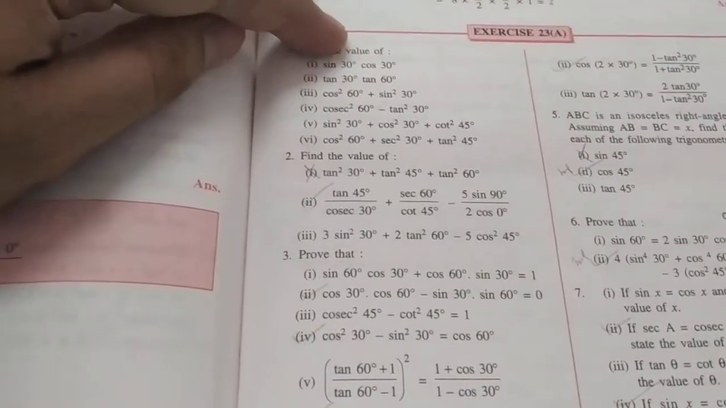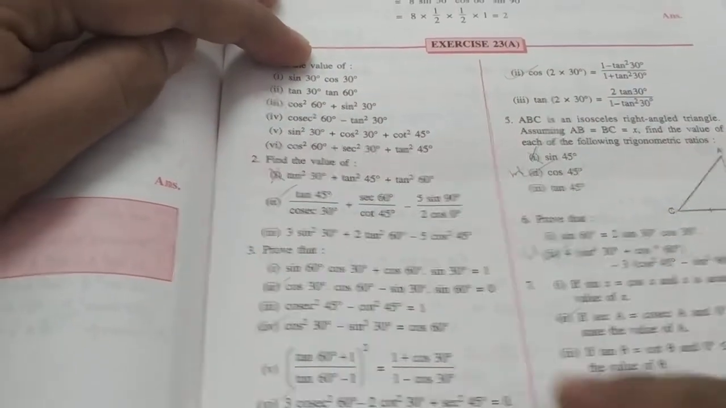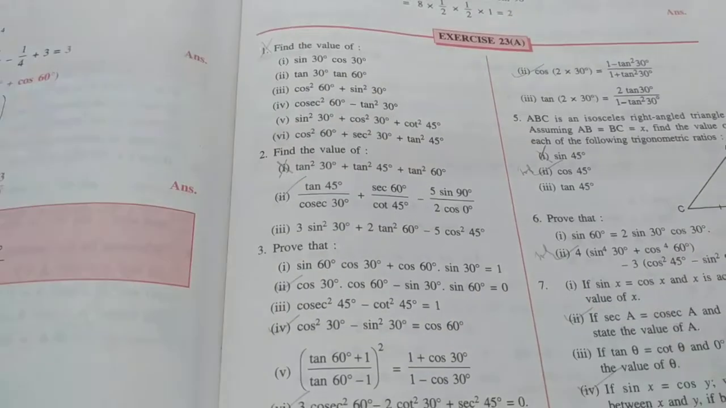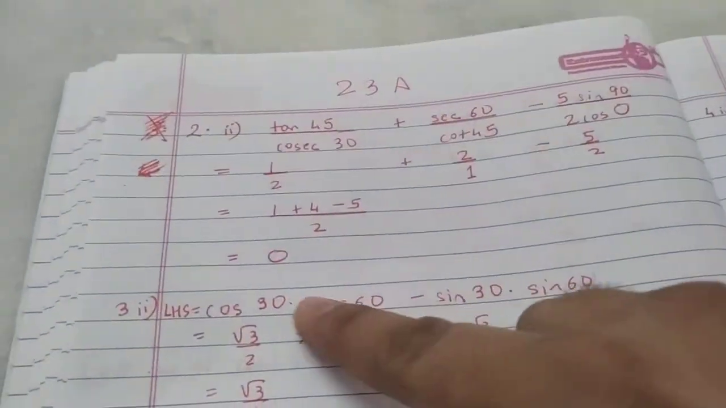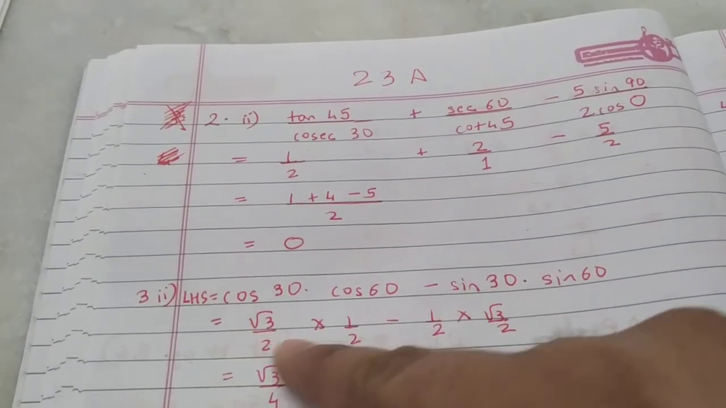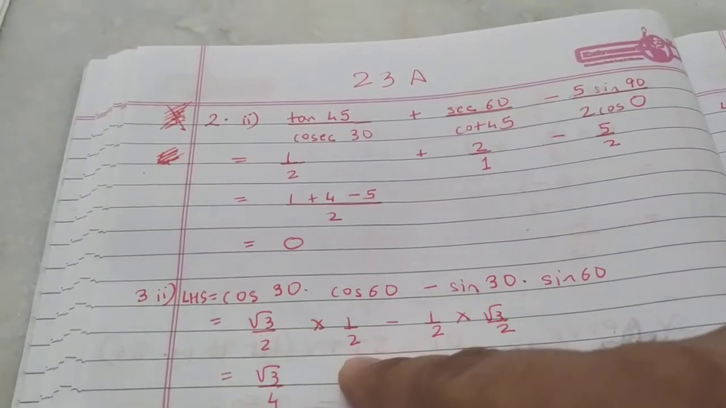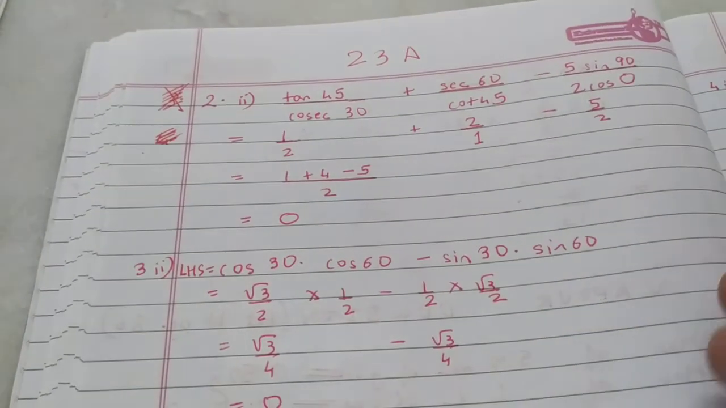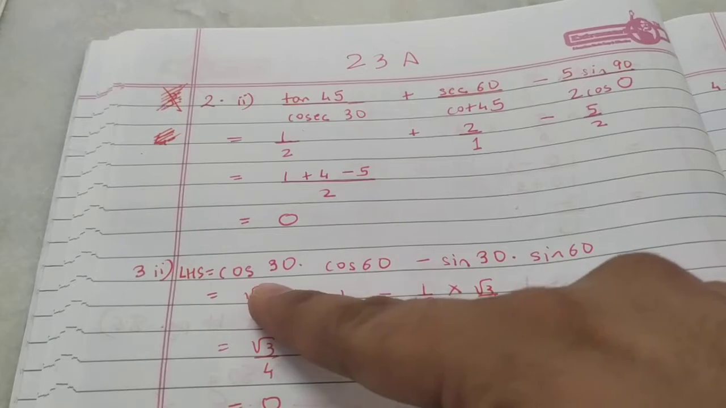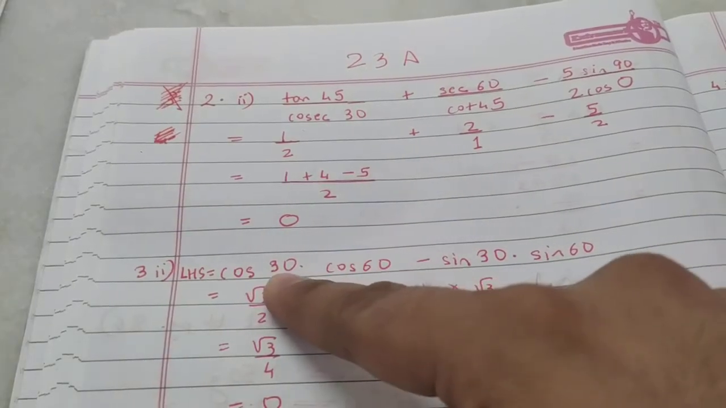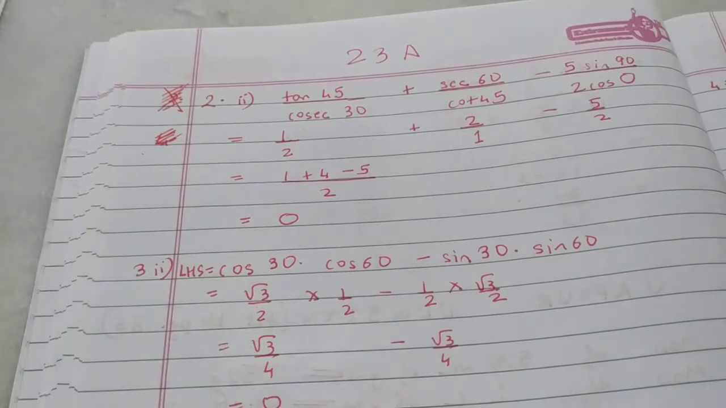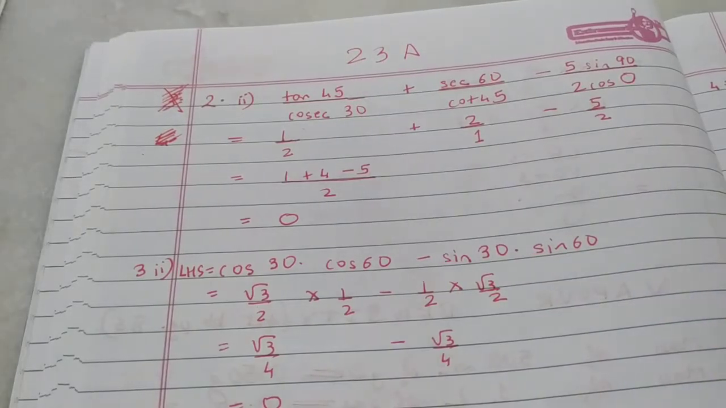Next, 3.2. It's a proving sum, so we'll start with LHS and we'll get the answer as 0, which is the RHS. So copy the LHS. Cos 30 value into, dot means multiplication, cos 60 value minus sin 30, sin 60. Do not just copy from here. Try to remember the values and substitute them on your own. This will train you to think of these values very quickly in the exams and save your precious time.